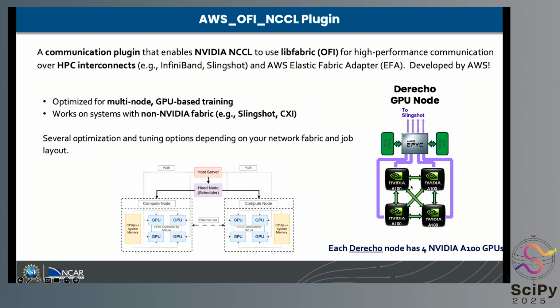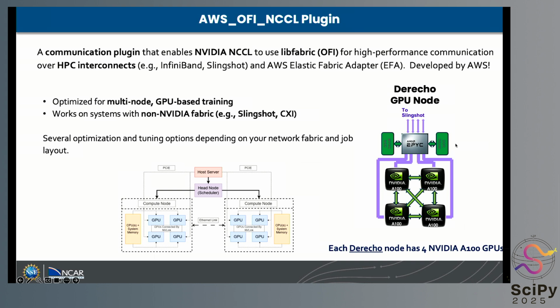On Derecho, we have nodes with 4 GPUs per node, and these GPUs are connected with NVLink, doing communications very fast. But beyond that one node, when we want to communicate with the next node, we have to rely on Slingshot, essentially the libfabric that we have, and it's the same for the cloud as well. The cloud providers also struggle with the same thing.